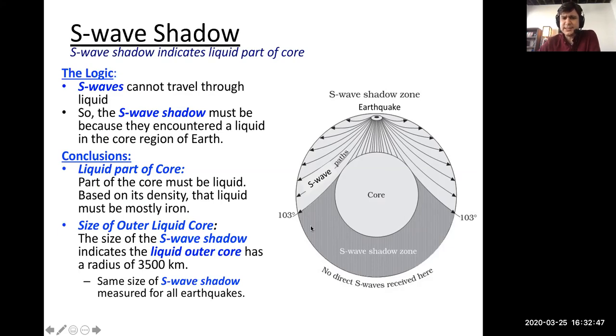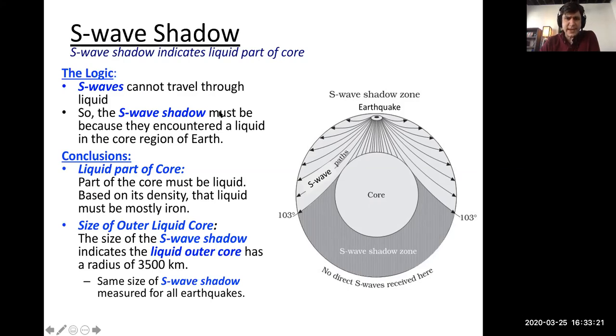We also see this large and very well measured size of an S wave shadow. It doesn't matter if the earthquake is here or over here or over here. You always have the S wave shadow, starting at 103 degrees away from it. It doesn't matter where the earthquake occurs, you always observe an S wave shadow on the opposite side of the Earth that's always the same size, as if there's this big symmetrical round thing inside of Earth that's blocking the S waves.